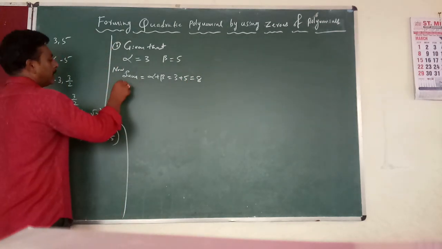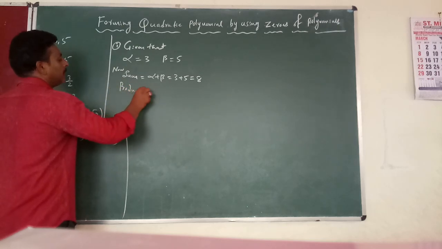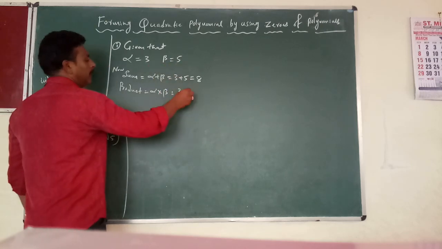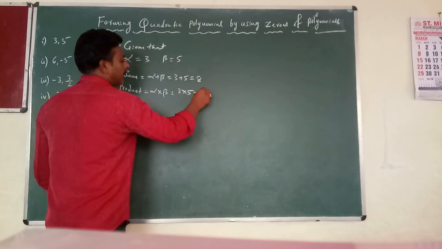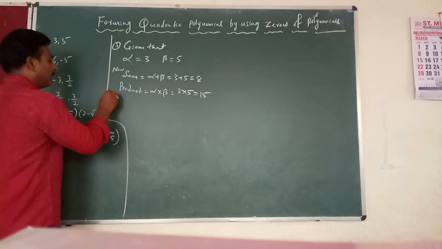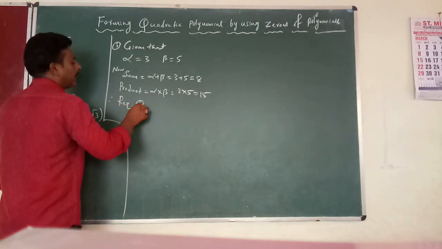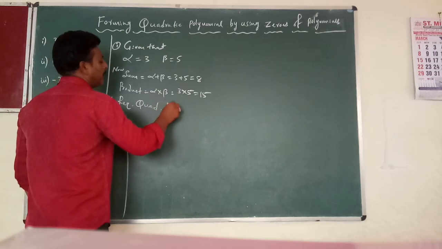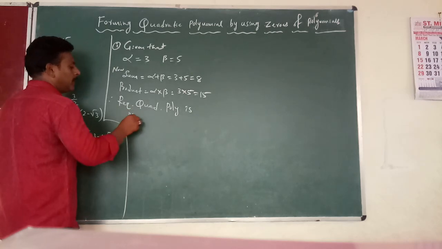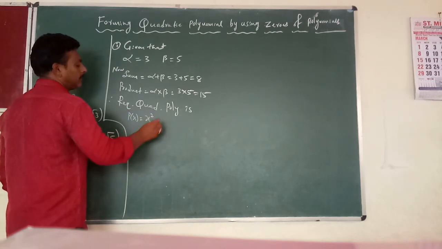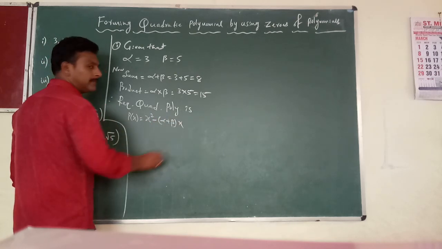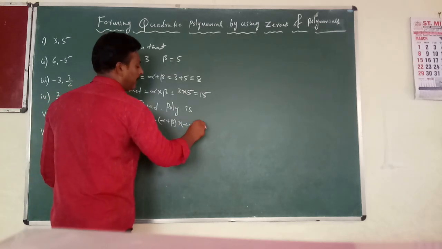After this, what we need? Product of the zeros. Product of the zeros means alpha into beta. What is alpha? 3. What is beta? 5. Multiply, then you will get 15. Now you got the sum of the zeros and product of the zeros. Therefore, the required quadratic polynomial is, I think all of you know the general form. What is that general form? P of x is equal to x square minus alpha plus beta into x plus alpha beta.